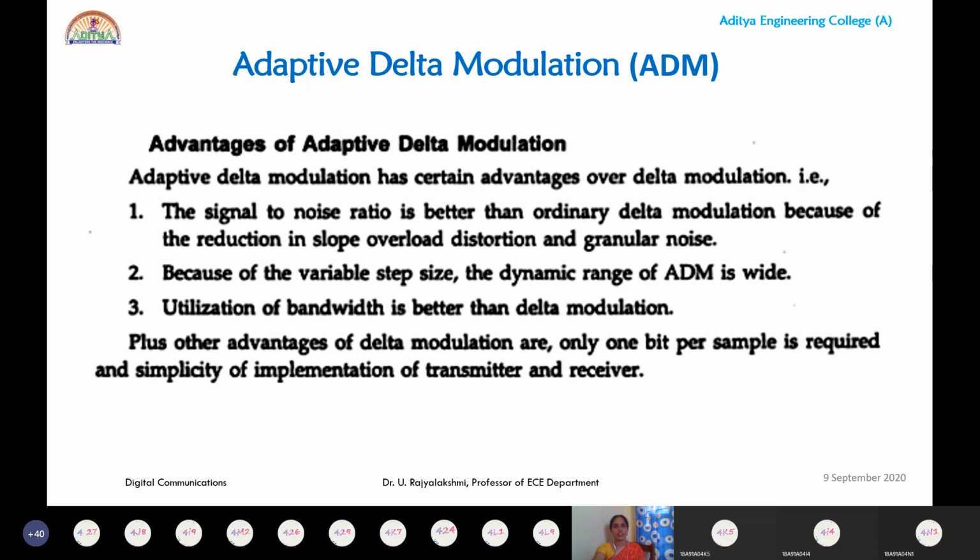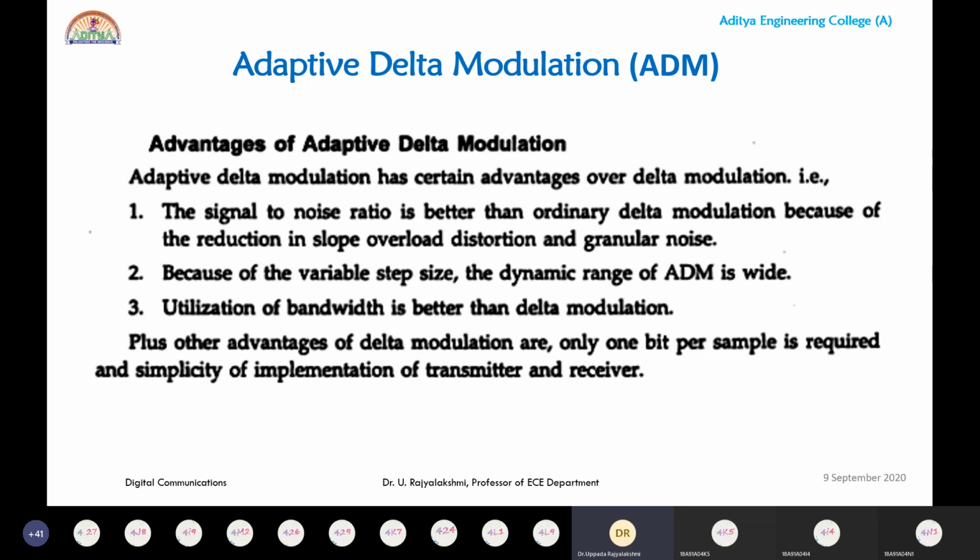Here we can see the advantages of adaptive delta modulation. Already we discussed it so many times. The SNR, signal to noise ratio, is improved, or you can say that it's better than the linear delta modulation, because we are using logic for step size control in the transmitter and receiving section. By varying the step size value, automatically you can reduce the slope overload distortion and granular noise. Once the errors and noise are reduced, you can improve the SNR. Another advantage is that because of this adaptive step size, the dynamic range of ADM is improved. It's wider than linear delta modulation.